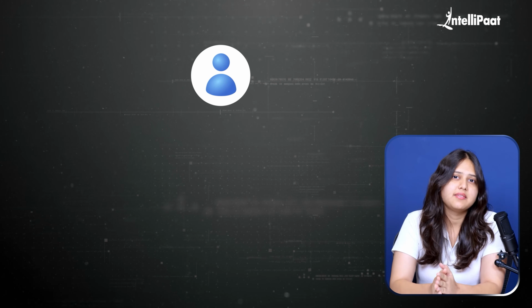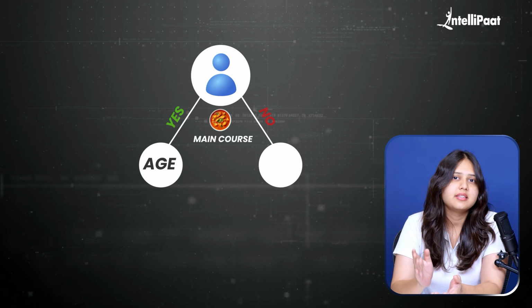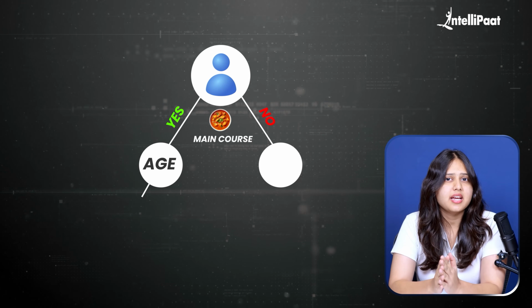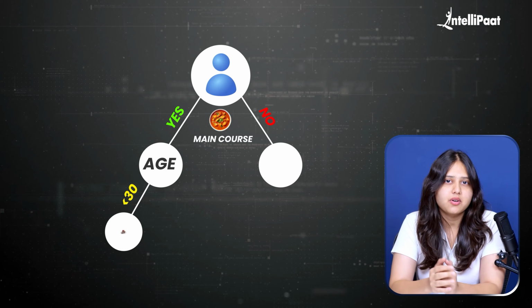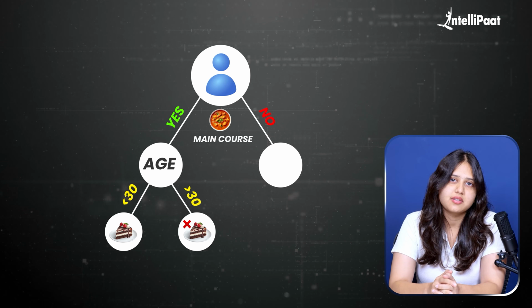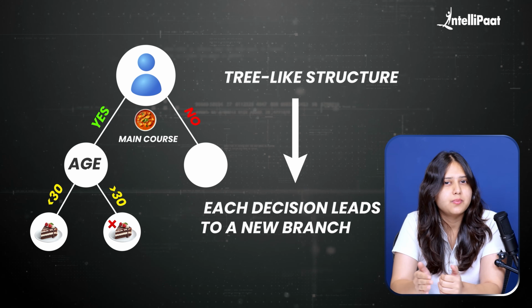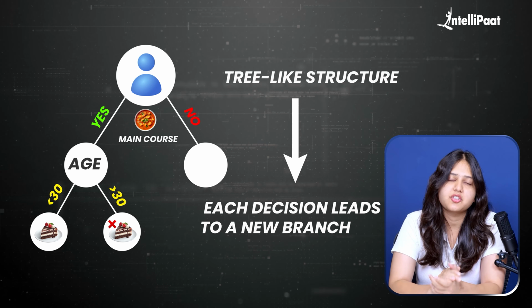For example, let's say we first check whether the customer ordered a main course. If yes, then we check their age. If the age is below 30, they are more likely to order dessert. If the age is above 30, they are less likely to order dessert. This forms a tree like structure where each decision leads to a new branch, eventually leading to a prediction.